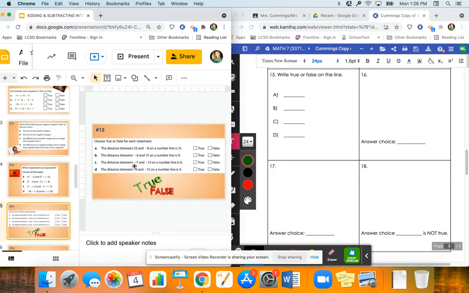C. The distance between negative 7 and negative 13 on a number line is 6. Is that true or false? Write it on the line. And D. The distance between 19 and negative 15 on a number line is 4. Is that true or false? Write it on the line.